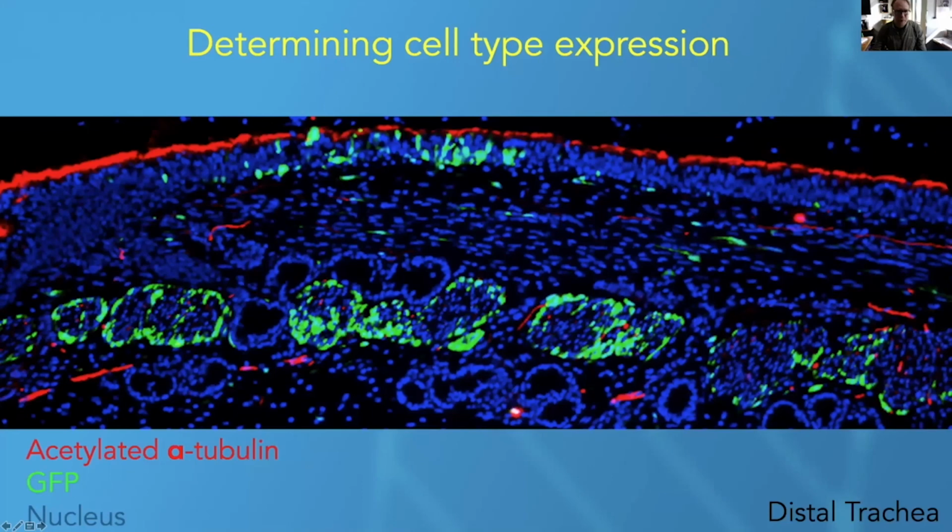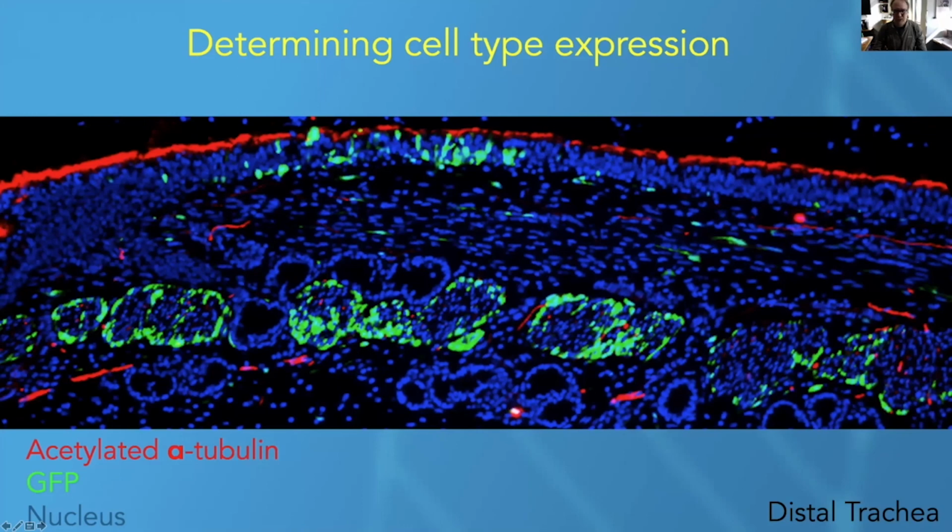We looked at cell types. So the red is an alpha tubulin for cilia. We saw GFP positive cells in ciliated, non-ciliated, basal, secretory, as well as submucosal glands. So we see it in all of the relevant airway types.